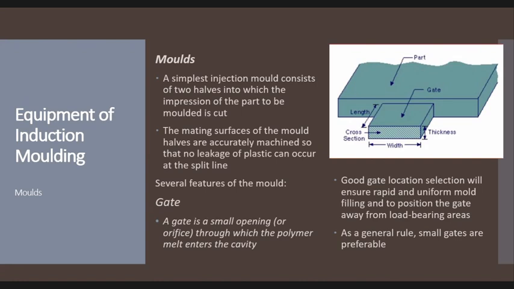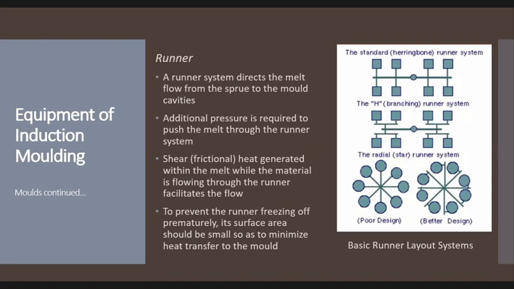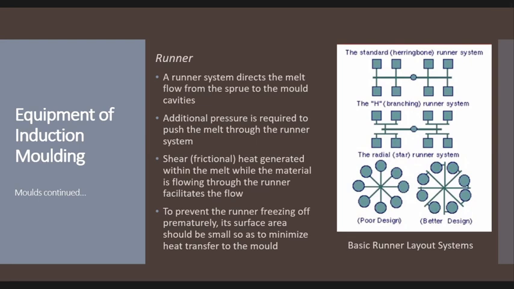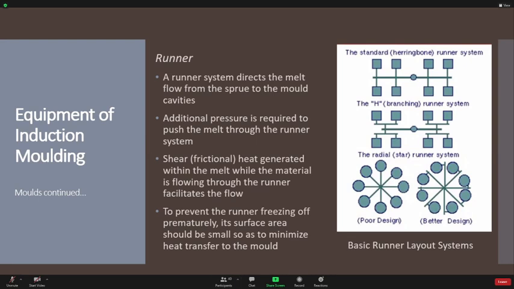Moving on, a runner system directs the melt flow from the sprue to the mold cavities. Additional pressure is required to push the melt through the runner system. Shear heat generated within the melt while the material is flowing through the runner facilitates the flow. To prevent the runner freezing off prematurely, its surface area should be small so as to minimize heat transfer to the mold. So here is a basic runner layout system. This is a port design, and it's a better design.